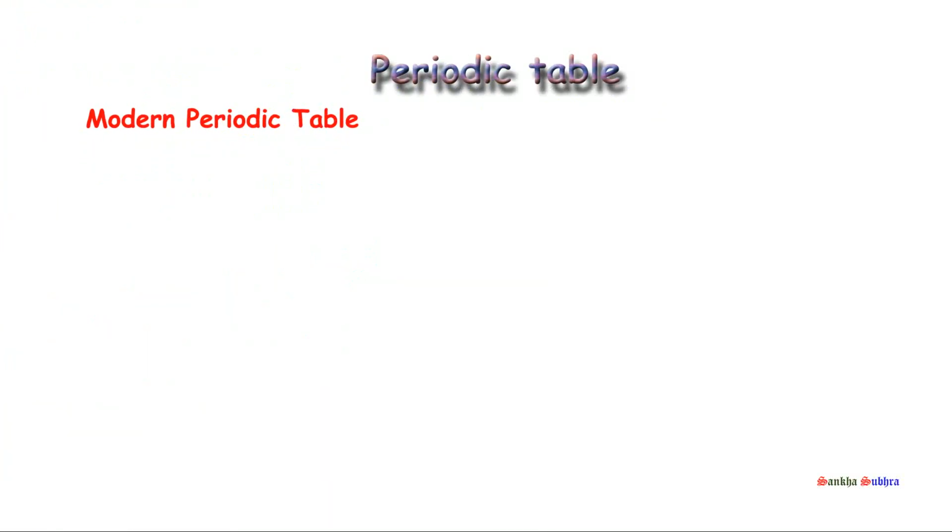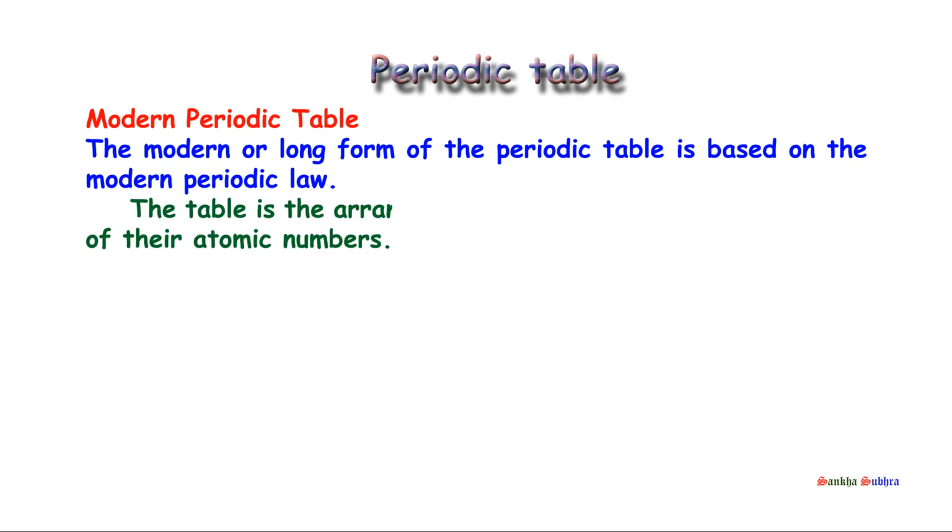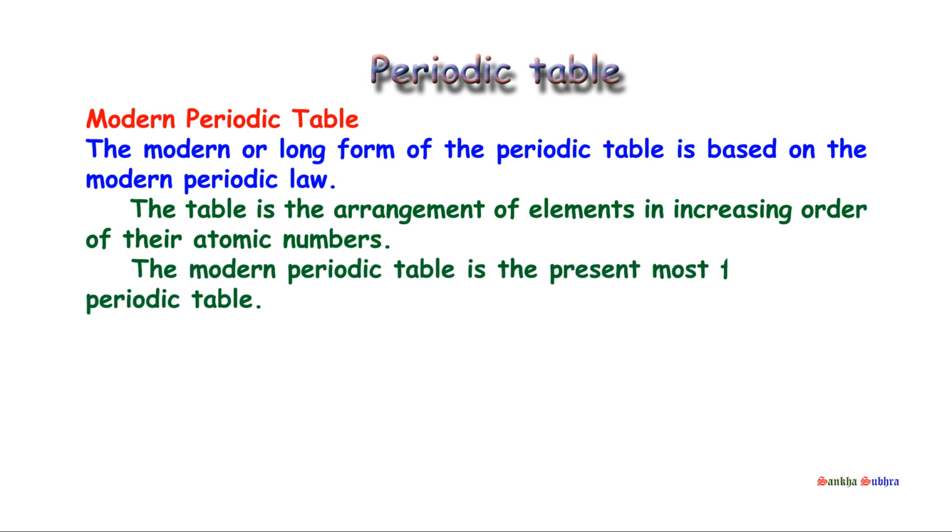Now we will discuss the concept of the modern periodic table. The modern periodic table is the long form of the periodic table, and it is based on atomic numbers. We have said earlier that an element is represented with the help of a basic identification mark, that is, the atomic number or proton number. So the modern periodic table is based on that basic unique identification mark.